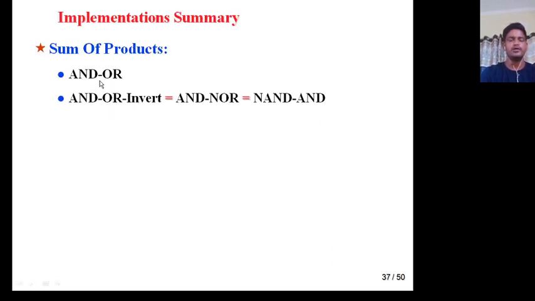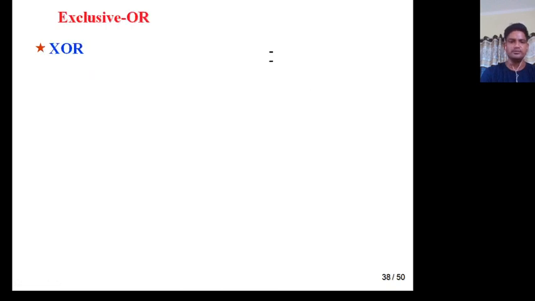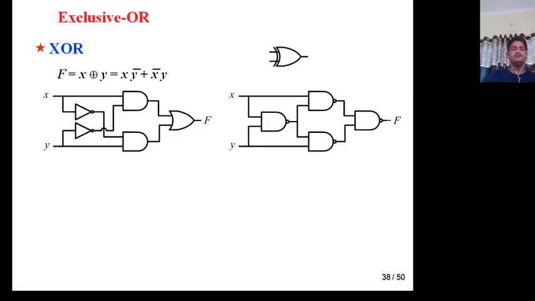This is sum of product, so you can represent it by using NAND, and OR invert is AND NOR or NAND AND. Similarly for POS.